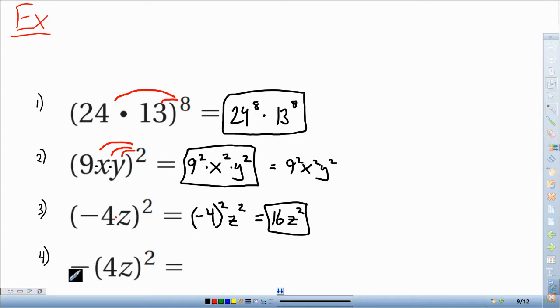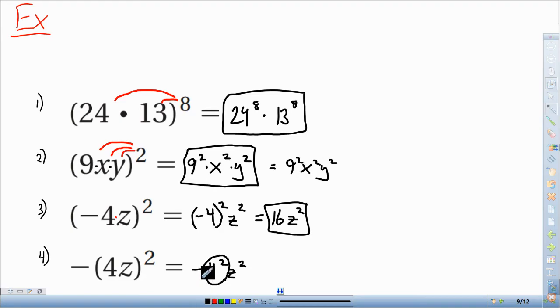Okay, on the next problem, this negative is not in the parentheses. What that means is that negative just sits here outside. What happens is this 4 is getting a power of 2, and this z is also getting a power of 2. Here's the big thing. Since there's not parentheses around the negative, it is not part of what is being squared. The only thing that's being squared here is this 4.